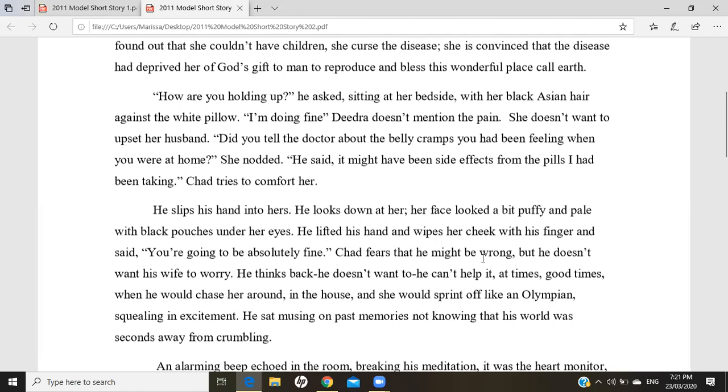Chad fears that he might be wrong, but he doesn't want his wife to worry. He thinks back. He doesn't want to. He can't help it. At times, good times, when he would chase her around in the house, and she would sprint off like an Olympian, squealing in excitement. He sat musing on past memories, not knowing that his world was seconds away from crumbling.